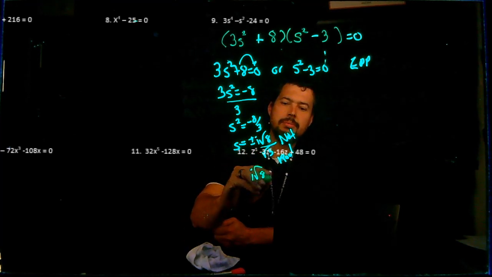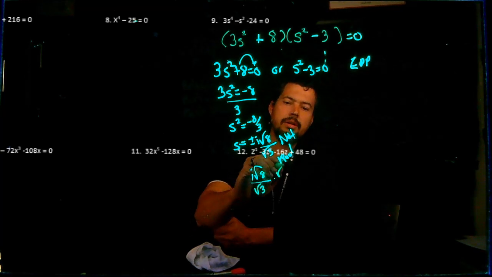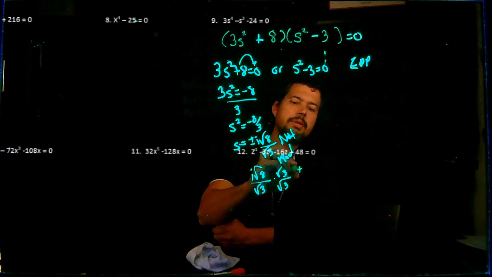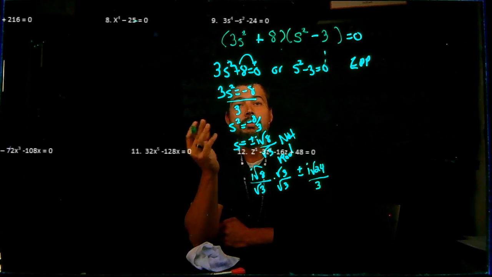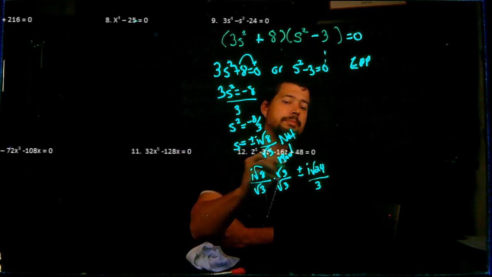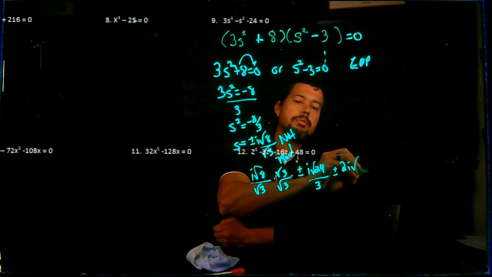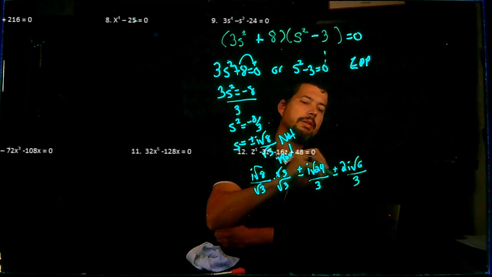To clean this up, we would take the numerator and denominator and multiply them both by root of 3, and we would have plus or minus the imaginary root of 24 over 3. 24 is 6 times 4. This would become plus or minus the imaginary 2i root 6 over 3.